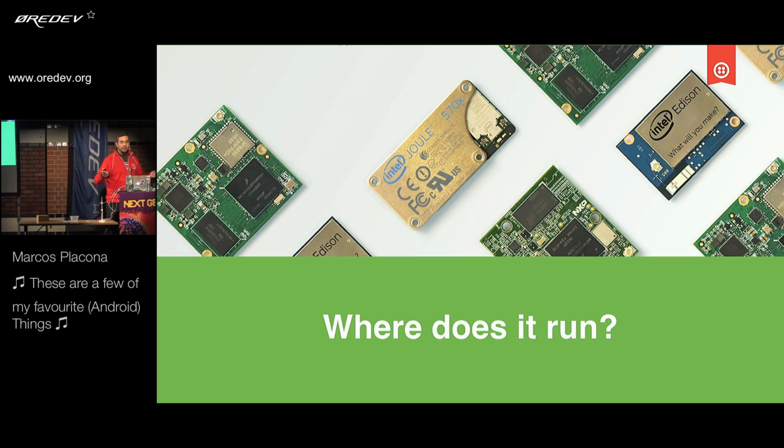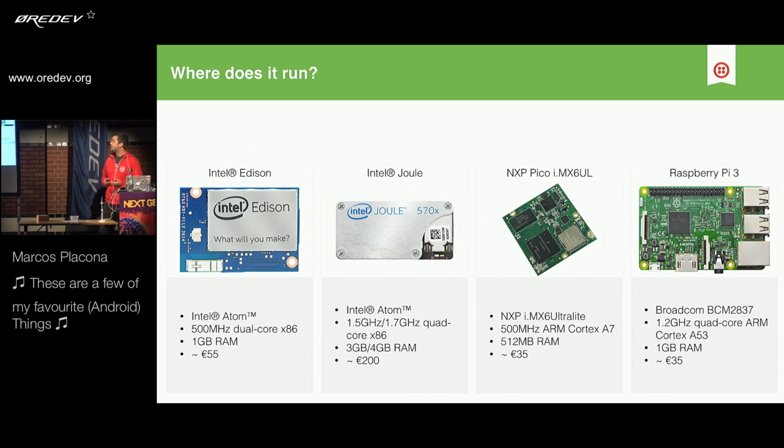But where does it run? So where can I actually have Android Things running? Because I'm here telling you that you can now go outside of the telephones and outside of the cars and everything. So where does it actually run? Which boards can you get this to run on?